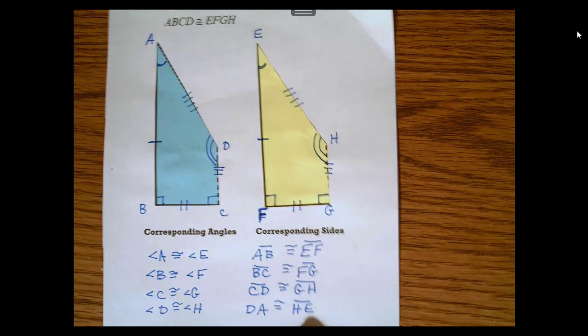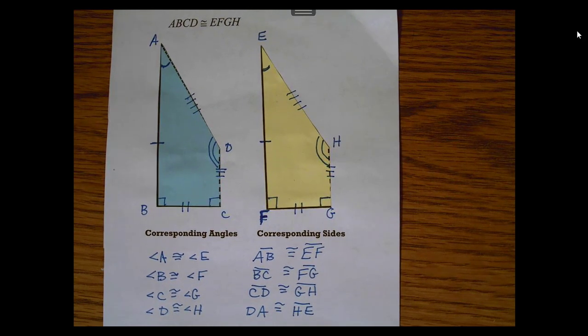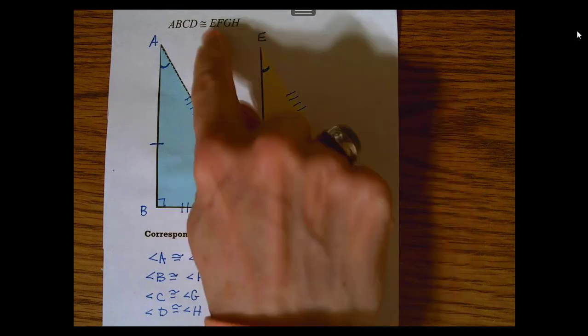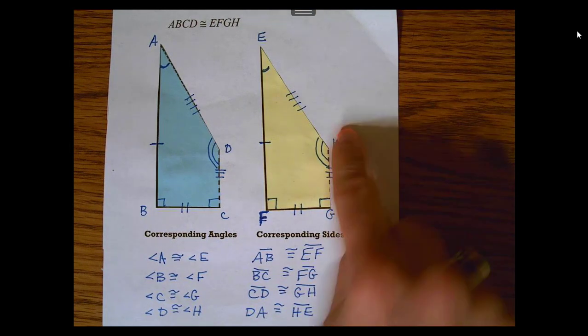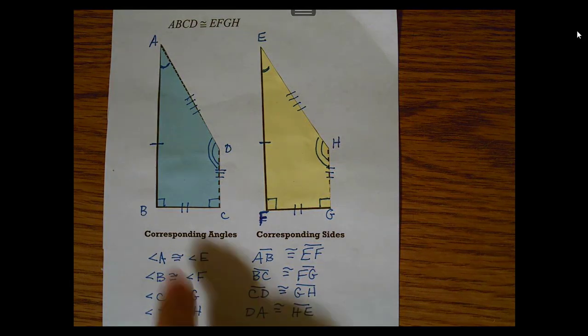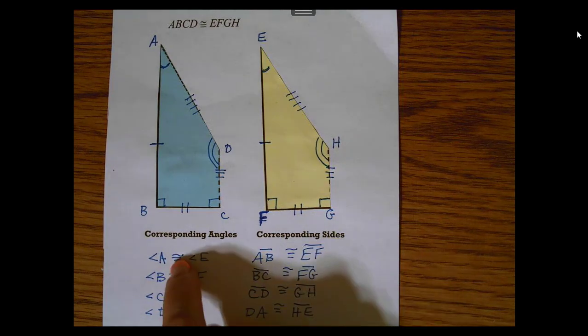is the quadrilateral. So it doesn't have to necessarily be triangles. We can have congruent quadrilaterals. We can have hexagons, octagons. It really doesn't matter in geometry. So this one just happens to have 4 letters. So ABCD will correspond with EFGH.